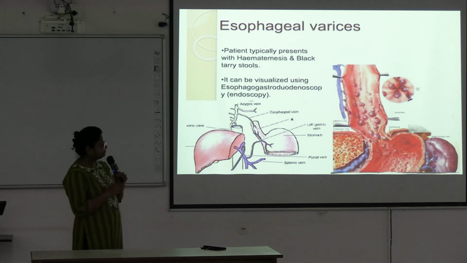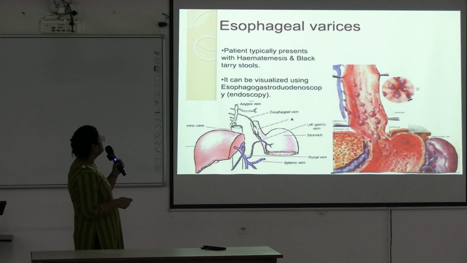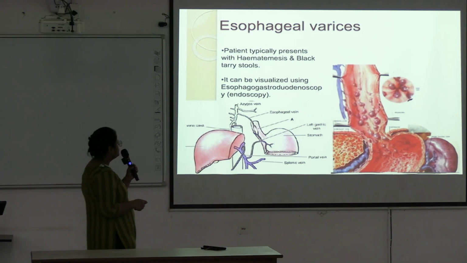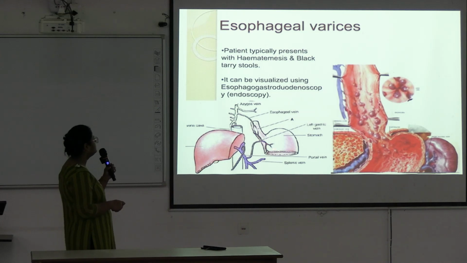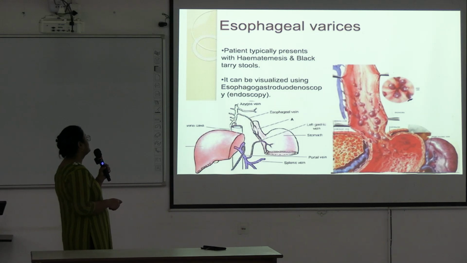And it can be visualized using an esophagogastroduodenoscope, or endoscopy. In endoscopic view, you will see it like this. Here the anastomosing veins are the esophageal veins which are draining into the left gastric veins. Okay, next.